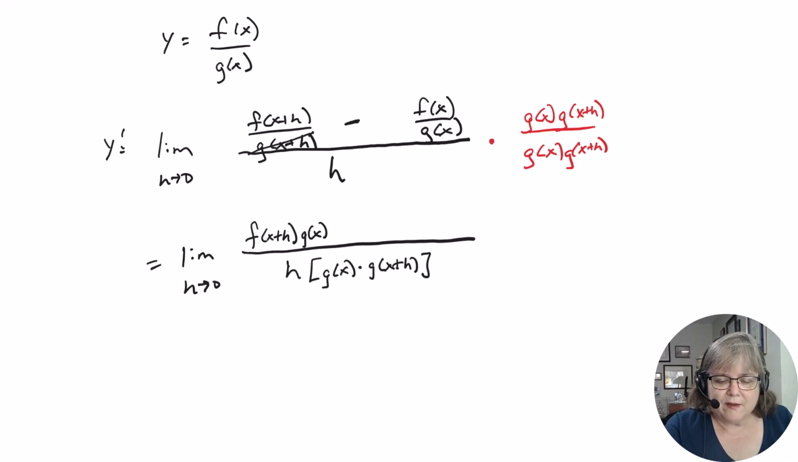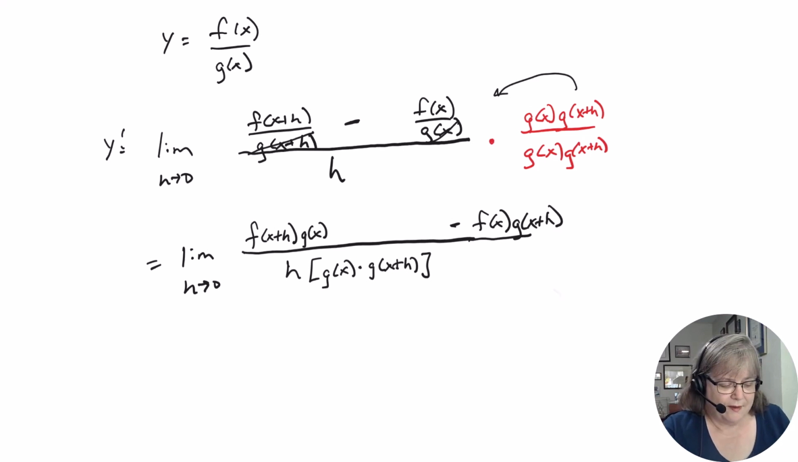And then down here, this g of x times g of x plus h, the g of x's cancel and leave you f of x times g of x plus h. Okay, doing all right so far?